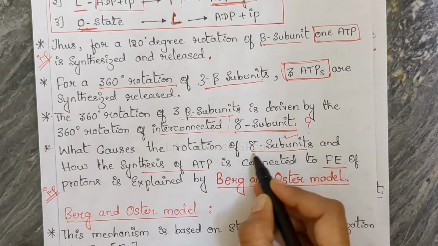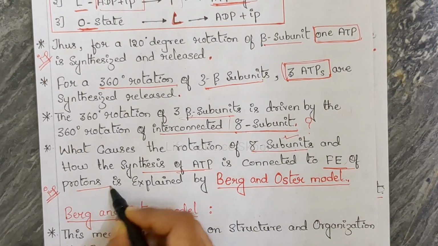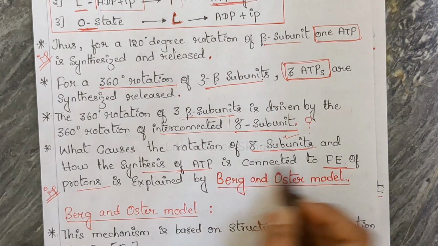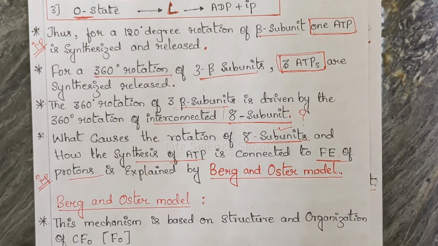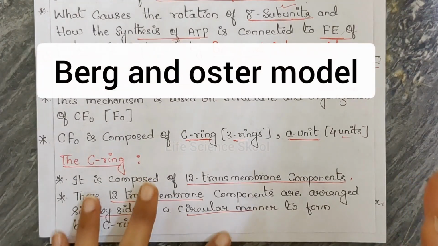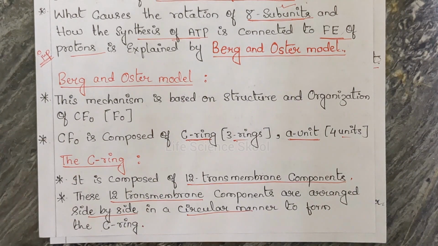What causes the rotation of the gamma subunit and how the synthesis of ATP is connected to the free energy of protons is explained by the Berg and Oyster model. So how is ATP synthesized from the free energy of protons? Where do we get the answers to all these doubts? There is a model called the Berg and Oyster model. This model is going to explain the concept here, so now we will learn the Berg and Oyster model.